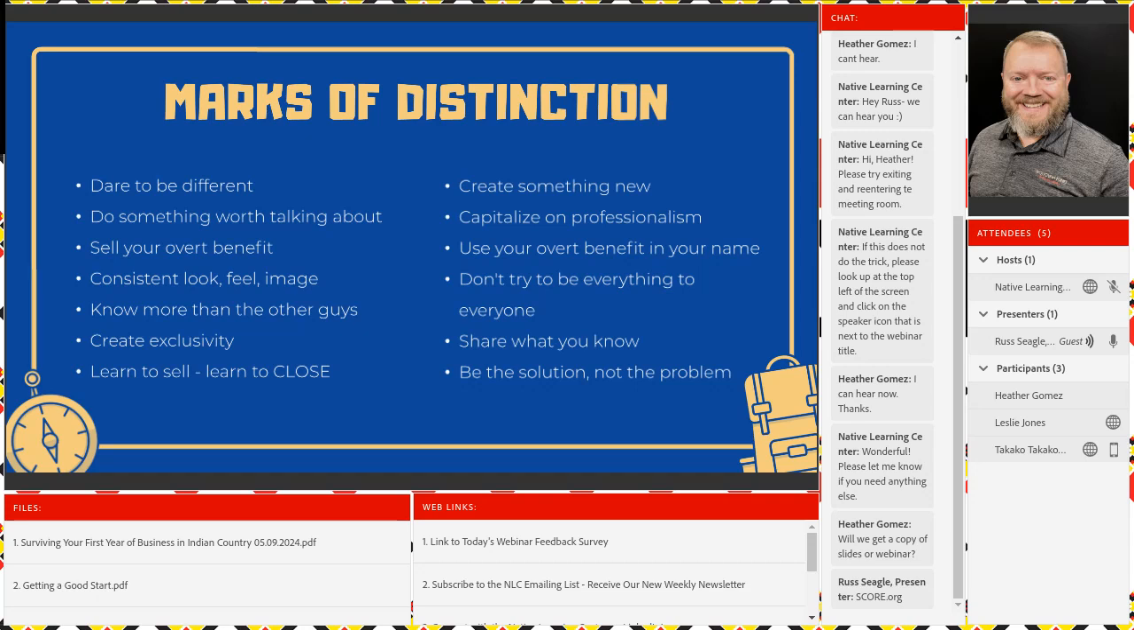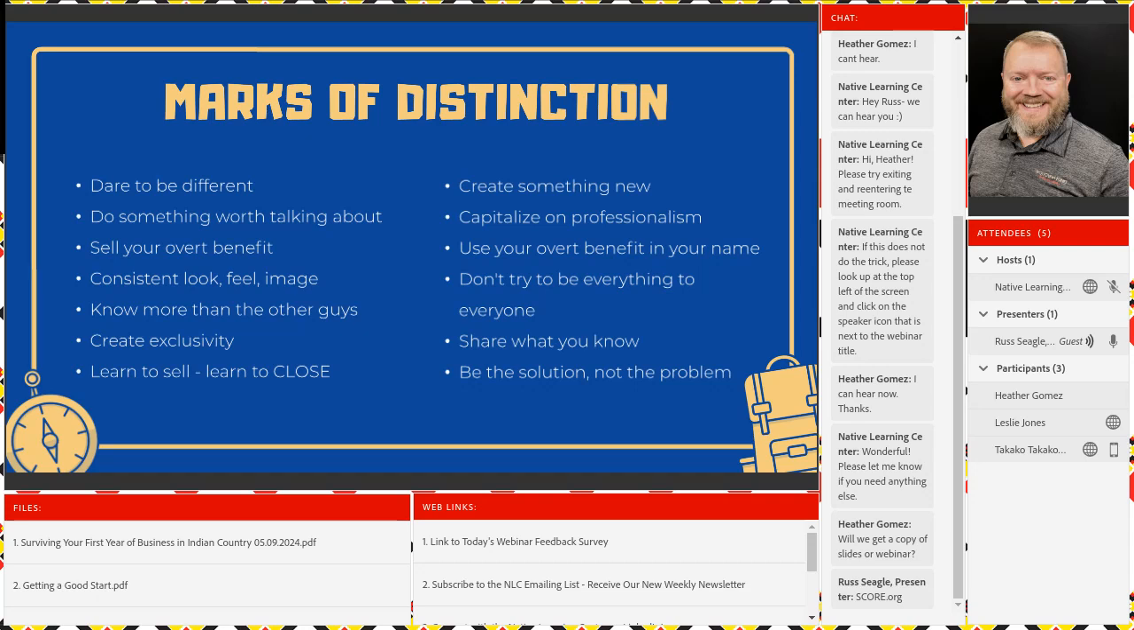If I have a beachfront property overlooking a beautiful blue ocean, I'm not going to tell people to come down here because our air conditioning is efficient or our parking is convenient. I'm going to show a picture of the view from their balcony. That's selling the overt benefit.